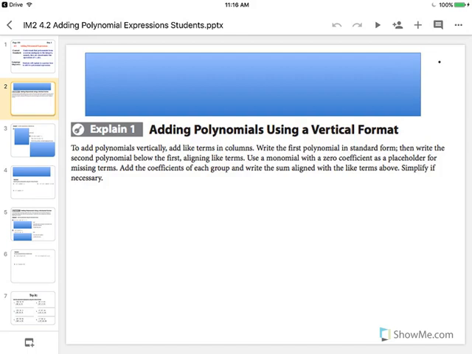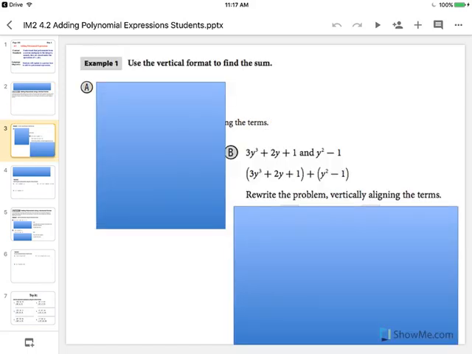Okay. Explain 1. Adding polynomials using a vertical format. To add polynomials vertically, add the like terms in columns. Write the first polynomial in standard form, then write the second polynomial below the first, aligning like terms. Use a monomial with a zero coefficient as a placeholder for the missing term. Add the coefficient for each group and write the sum aligned with the like terms above. Simplify if necessary.